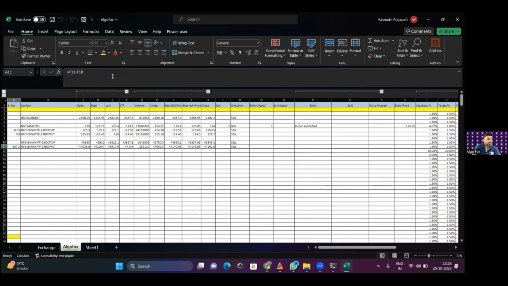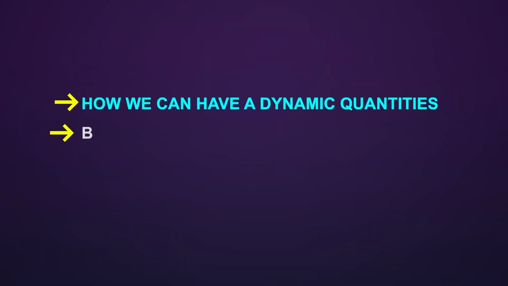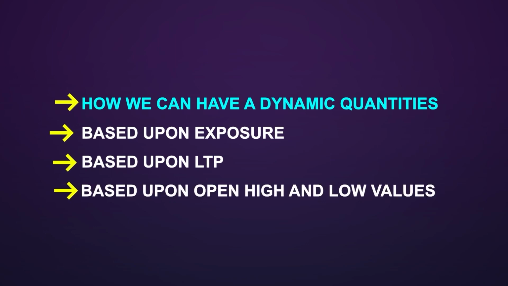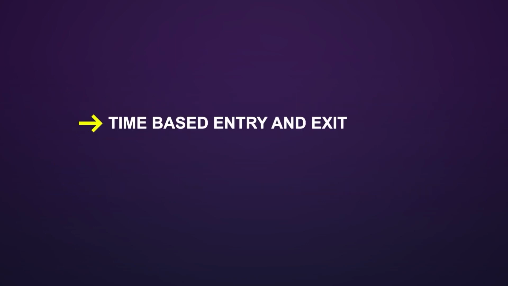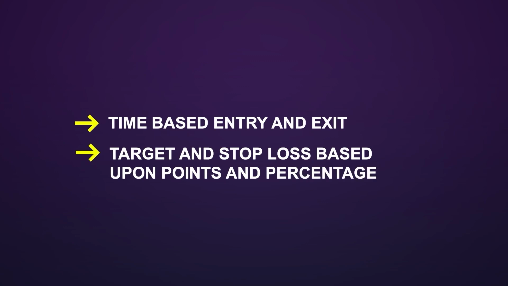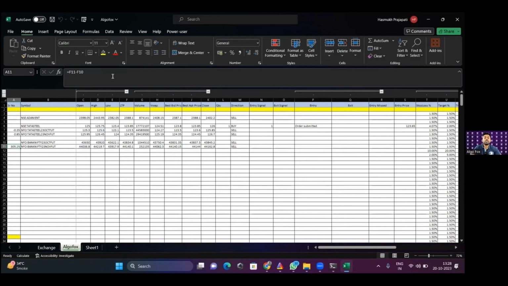Yes, perfect. So in today's lesson, we have learned how we can have dynamic quantities based upon exposure, LTP, and upper high and low values. We also saw time-based entry and exit that is possible using this Excel sheet, and we also covered targets and stop loss based upon points and percentage, and a small arbitrage opportunity. So I guess that's it for today's class. In the next class, we are going to talk in detail about options and how we can automate premium-based options, combined premium-based options, and multi-leg options.